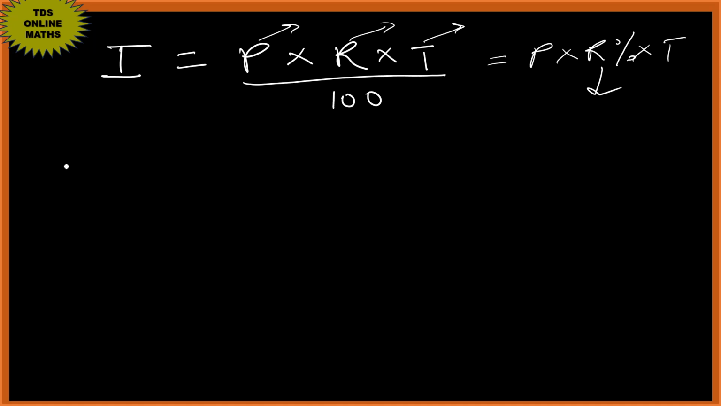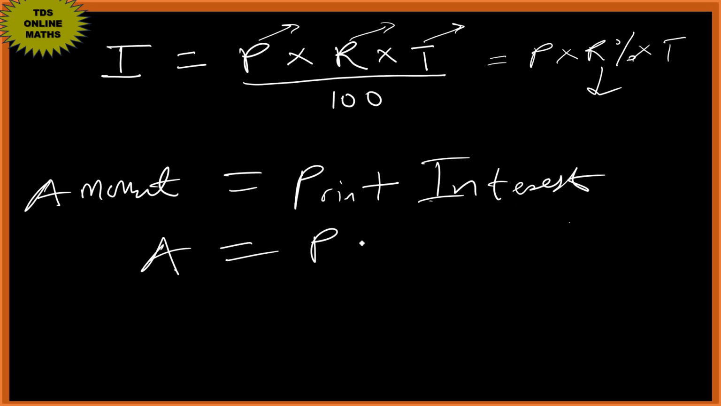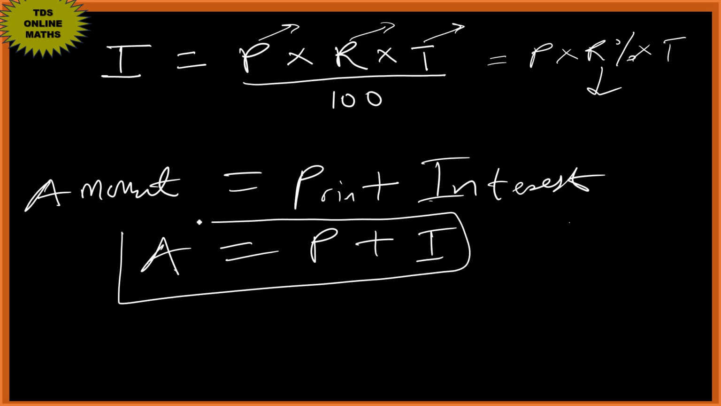Now they can also ask you to find the total amount. The total amount is always our principal plus the interest that we have on our principal. So P is the principal, then the interest. In short, A is the same as P plus I.